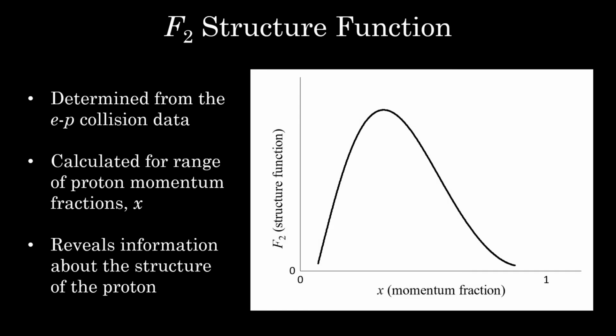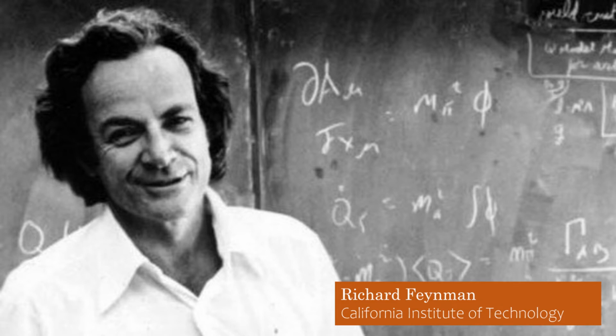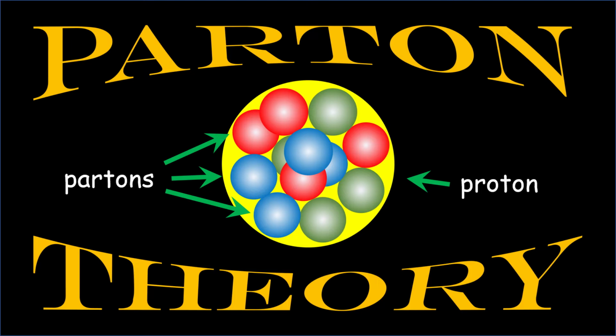At the heart of the analysis of the Stanford experiment data was a plot of the so-called F2 structure function curve of the proton. F2, derived from the experiment parameters, was plotted as a function of x, the fraction of the proton's momentum. Another Caltech physicist, Richard Feynman, devised an analysis tool he called Parton Theory that used F2 to determine details about the structure inside the proton.